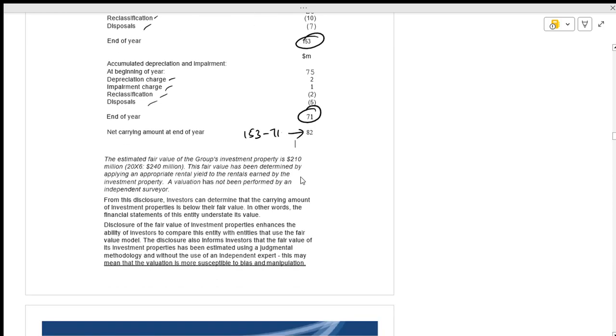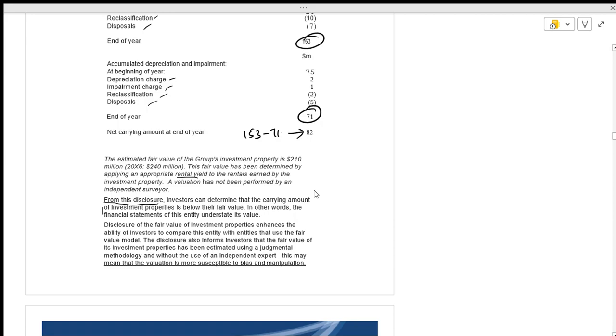Now, the only thing is we are consolidating the knowledge of what we have done in F7 Financial Reporting. They gave you a small example, is it? See what it says: the estimated value of the investment is 210. This fair value has been determined using an appropriate rental yield, rentals earned by the investment property. Evaluation has not been performed by the valuer. See, disclosures are important. Every sentence, every paragraph is important.